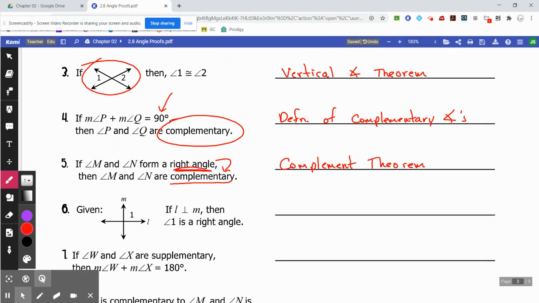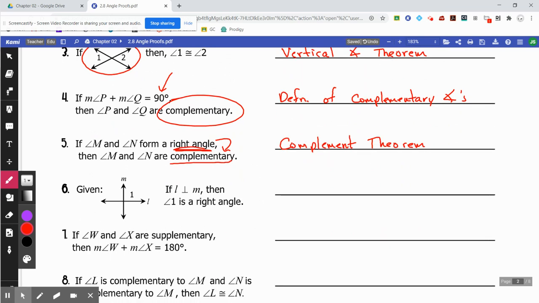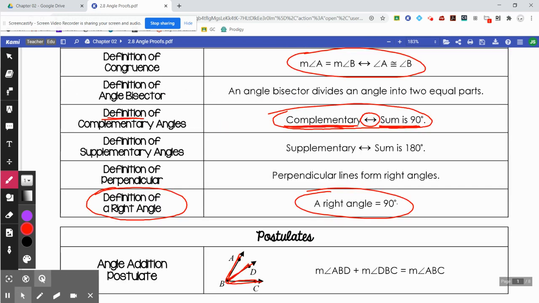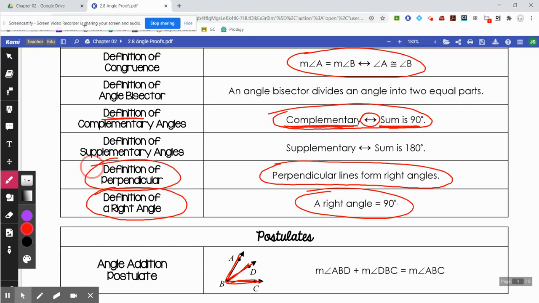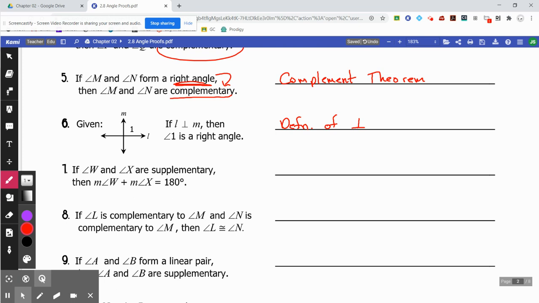Okay, number 6 says given the drawing, if L is perpendicular to M, then the angle 1 is a right angle. So perpendicular implies right angle. And that would be right here. Perpendicular lines implies right angles. That is the definition of the word perpendicular. And notice I'm using all sorts of abbreviations now, and that's perfectly fine. Definition, I'm just putting DEFN for definition, and then I just use the symbol for perpendicular there. There we go. Definition of perpendicular.